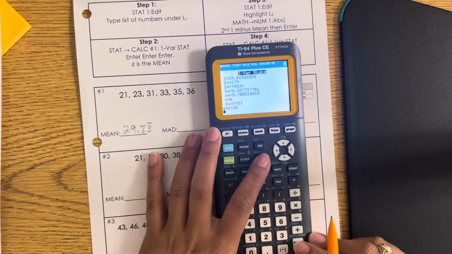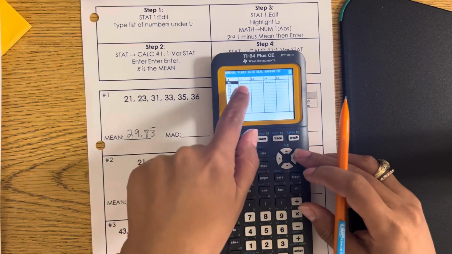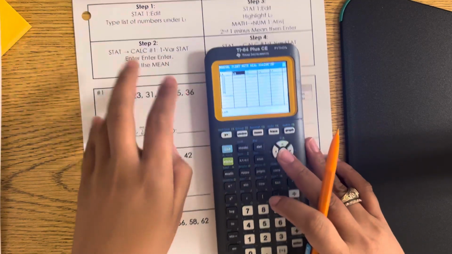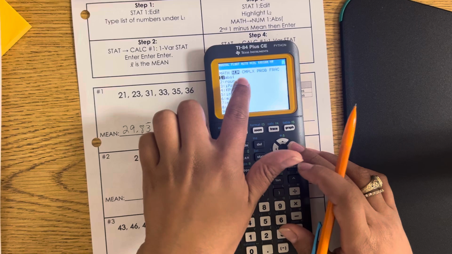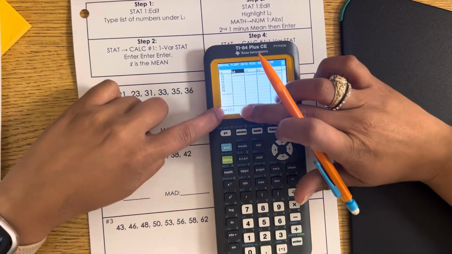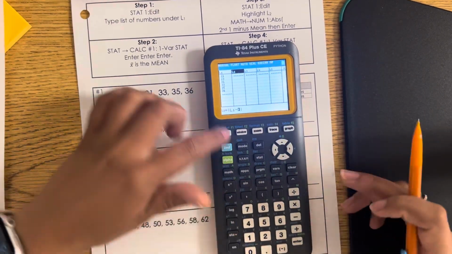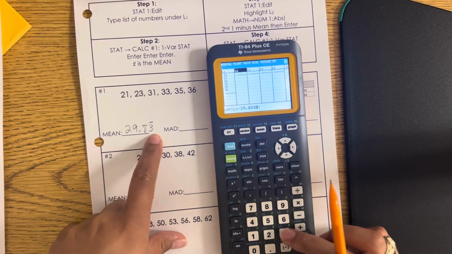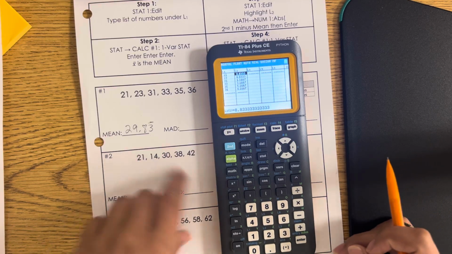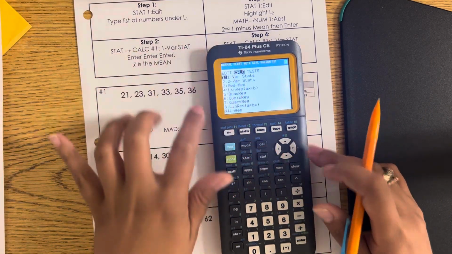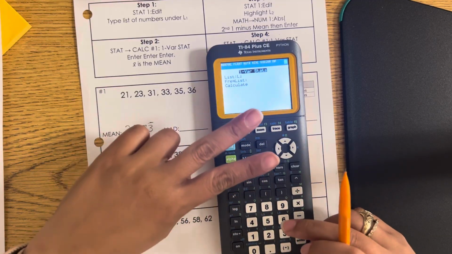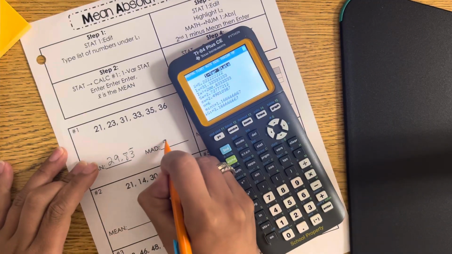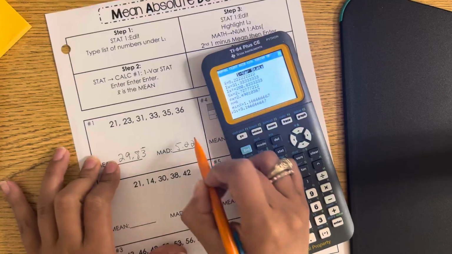Now we're going to go to step 3, Stat, Edit. We're going to put our cursor on L2, so we go to the right and up. If you don't put it on L2, it's going to mess up. Then we're going to click Math, over to Num, Abs. If you remember from yesterday, always put second 1 minus, so L1 minus the 29.8. But since the 3 is repeating, we have to put a bunch of 3s. Then we're going to go Stat, to the right for Calc, number 1. This time, since it's the second time, we're going to change it to L2. My answer is also a repeating decimal, so I have to put the line on top.